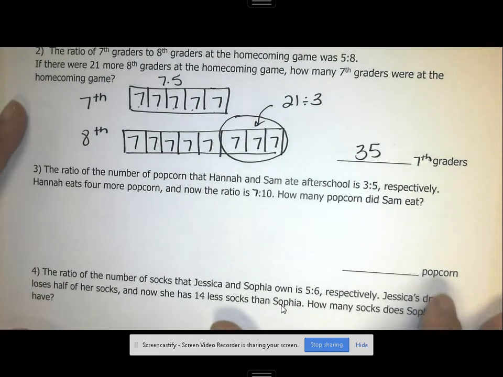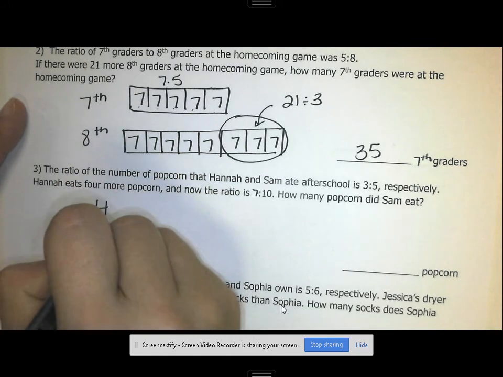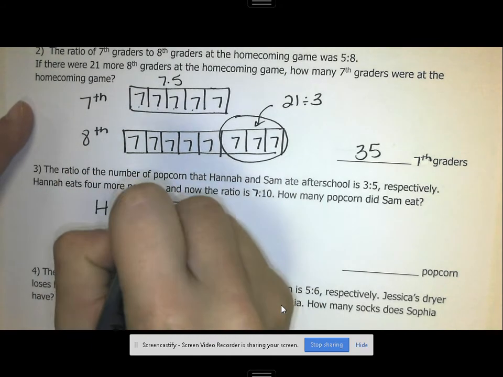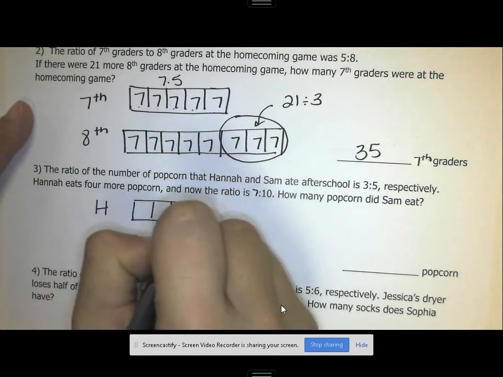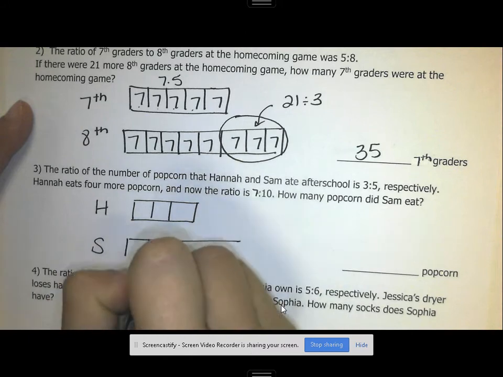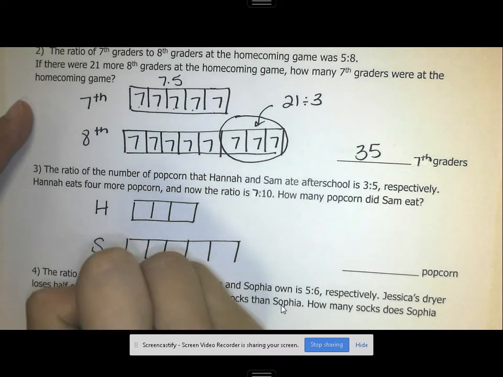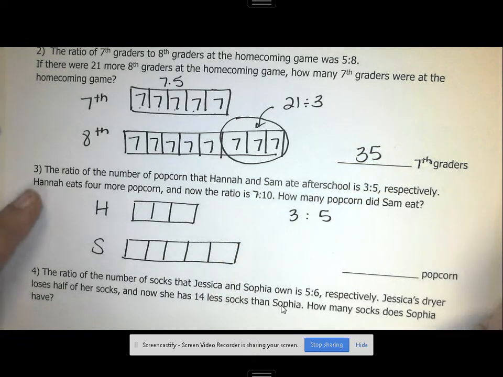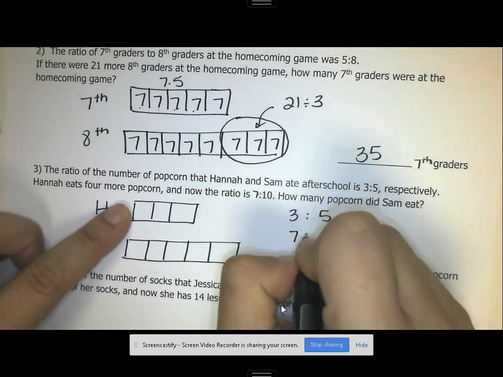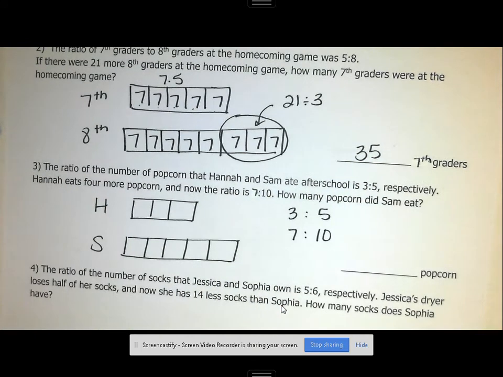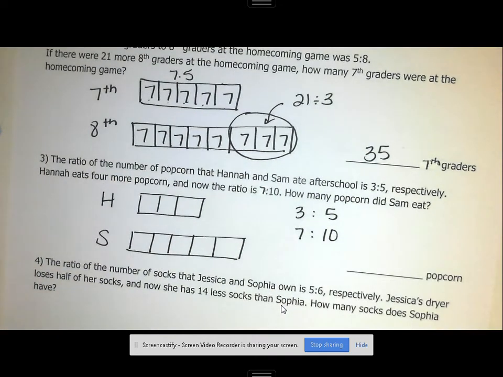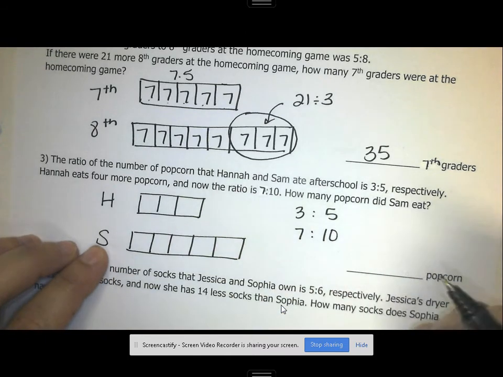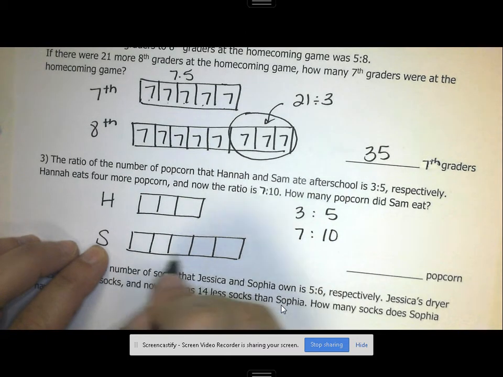The ratio of the number of popcorn that Hannah and Sam ate after school is 3 to 5. Hannah is 3. Sam is 5. Okay, so Sam ate more. Then Hannah eats 4 more popcorn. Now the ratio is 7 to 10. So, as you probably noticed, these ratios are not equivalent, and that's because Hannah just ate more popcorn. Sam didn't eat any more popcorn, so I can't add any boxes for Sam.